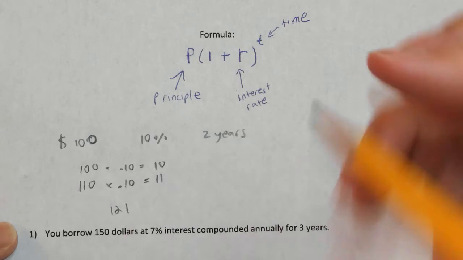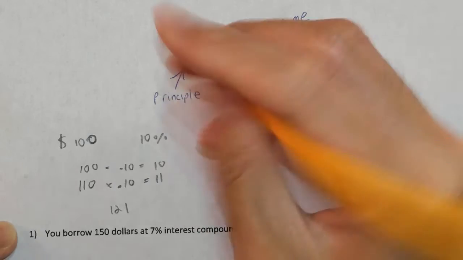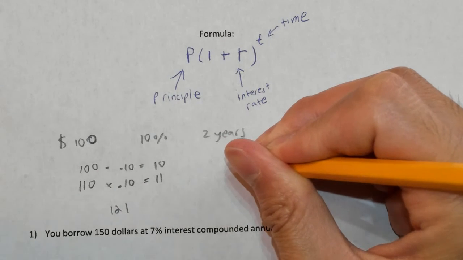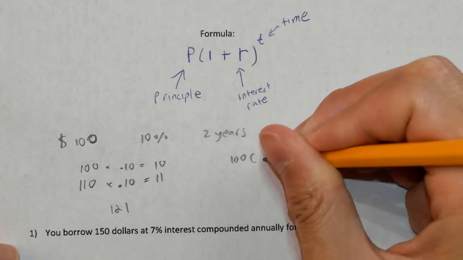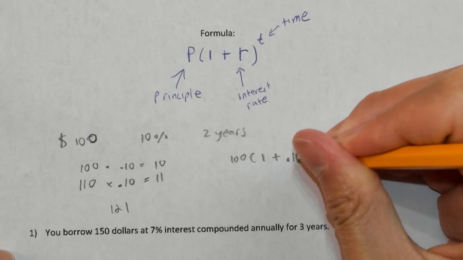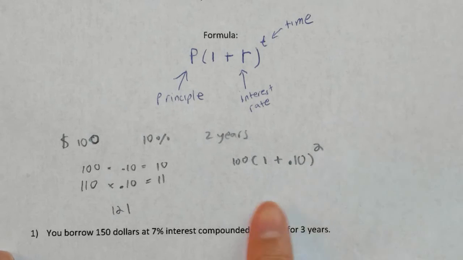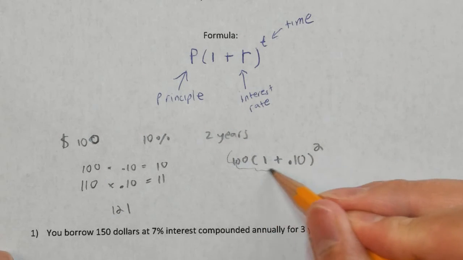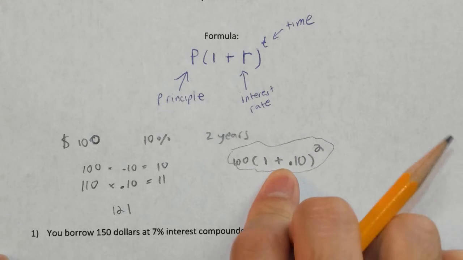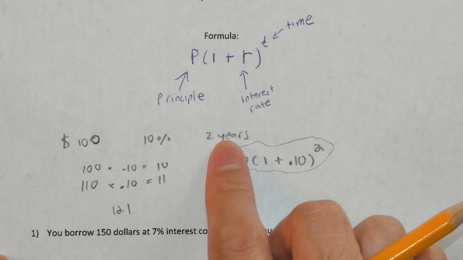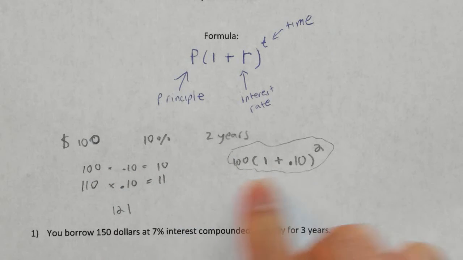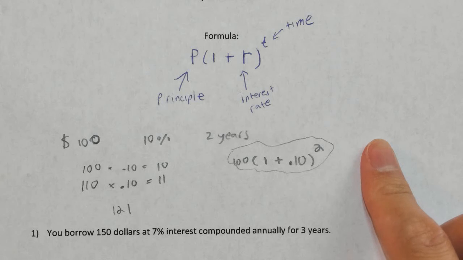But instead of doing that, you could just plug these numbers into this formula. So you would do $100 for P, 1 plus your rate, remember you got to convert it to a decimal, raised to the 2, and then you just enter this into the calculator. This is going to save you a lot of time when, for example, what if you borrow for 15 years? You don't want to multiply 0.10 15 times. You just want to plug it into this formula and put it in your calculator, right?